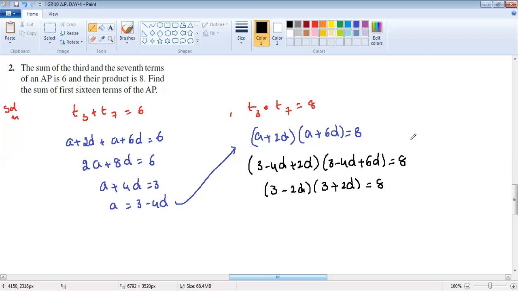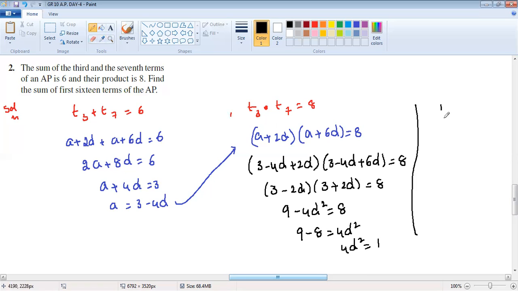So which results in (a minus b) into (a plus b). So what you can write? a square minus b square. So 9 minus 4D square is equal to 8. Then 9 minus 8 is equal to 4D square, then 4D square is equal to 1. Then from here, D square is equal to 1 by 4. So are you following me? Then we can take D value as plus or minus 1 by 2.